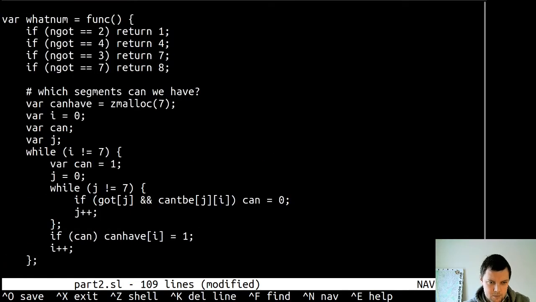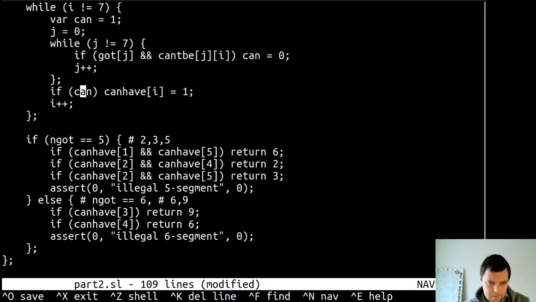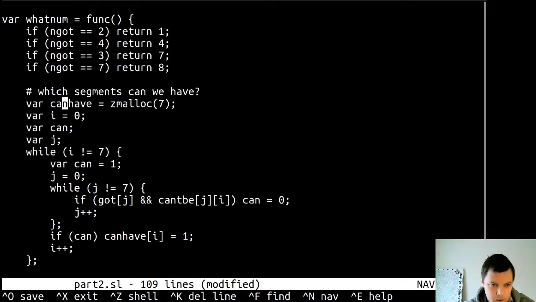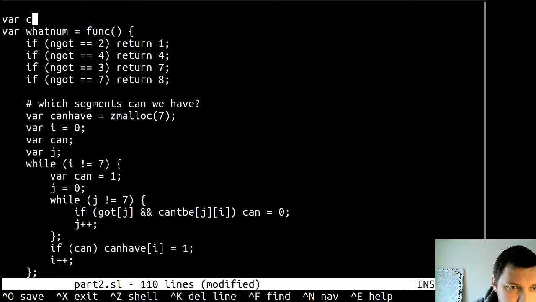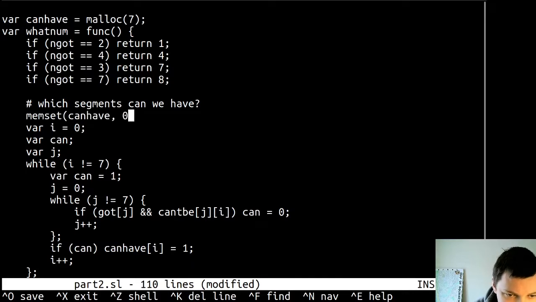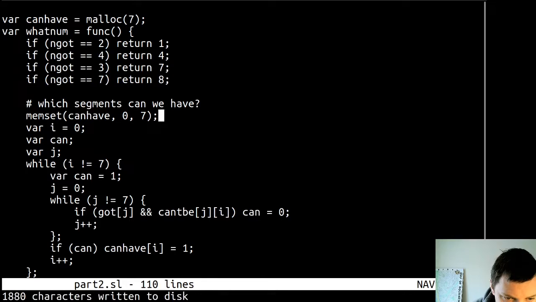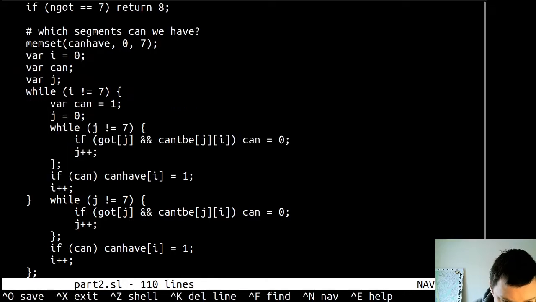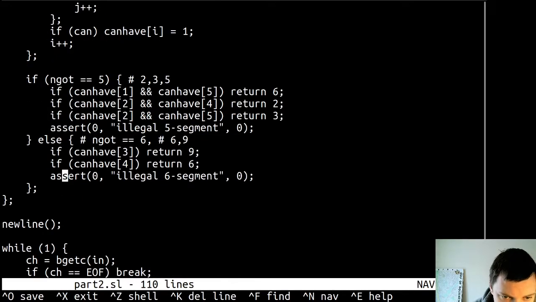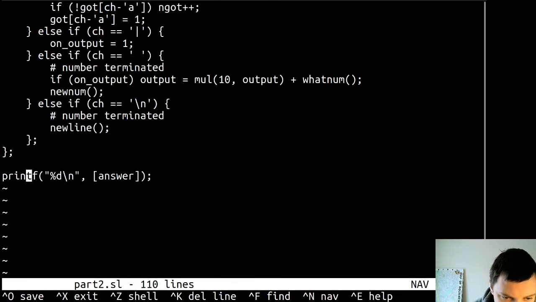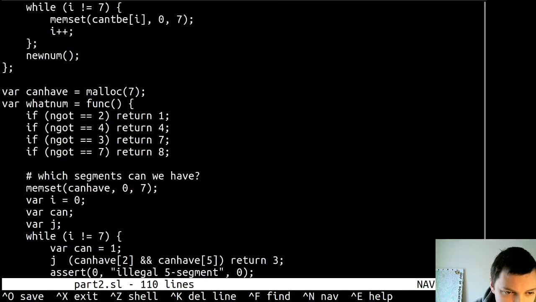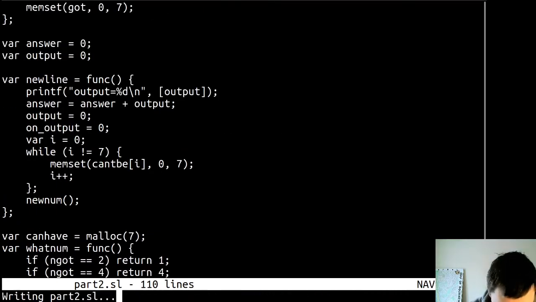I feel like I've forgotten something. Oh, we need to free. Well, we won't free it. What we'll do is we'll just make it a global. And on new line, are we saying what output we've got? Yeah, okay.